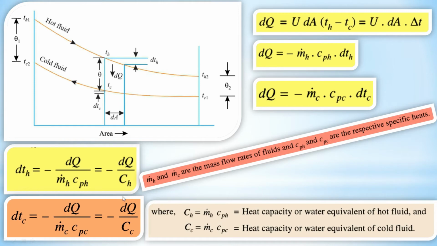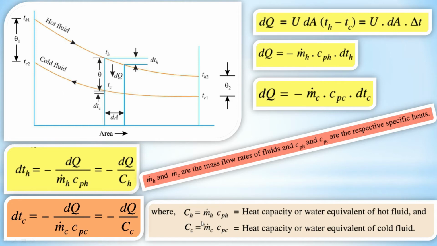But we know that m dot h and m dot c are the mass flow rates for hot fluid and cold fluid respectively, and Cph and Cpc are the specific heat for hot fluid and cold fluid. The product of mass flow rate multiplied by specific heat is called heat equivalent, or we can say water equivalent, or heat capacity. Okay, Ch, capital Ch equal to m dot h into Cph. Same as for cold fluid, the product of mass flow rate into specific heat is equal to heat capacity for cold fluid.